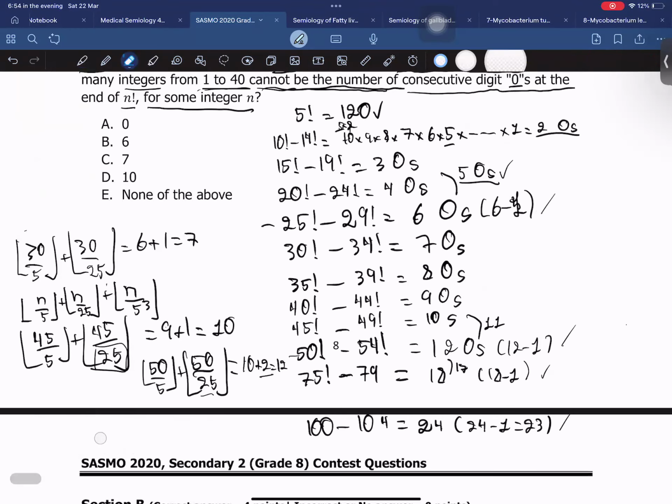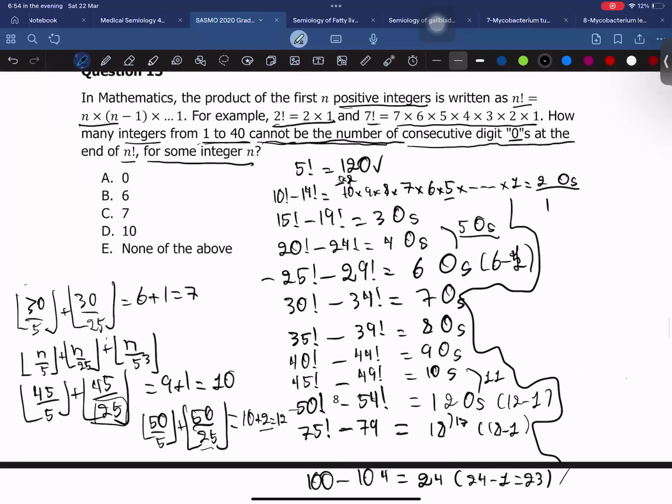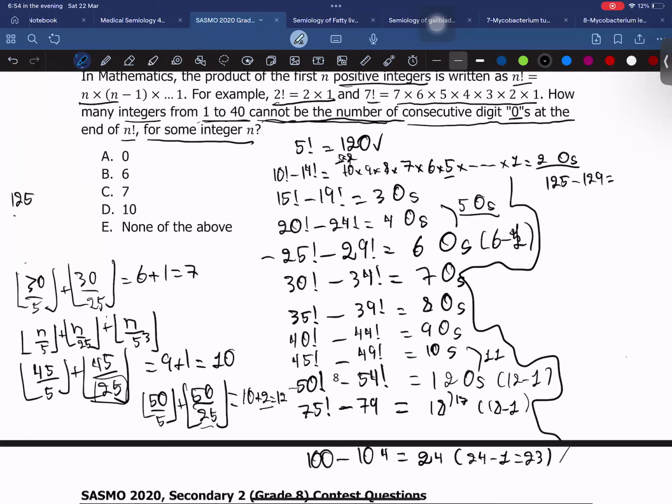Okay, guys, so we need to go to 125 again. There's no more space, so I'm going to delete some. Yeah, so we have 125 until 129, and there's a trick again. In here we have 125 over 5 floor function plus 125 over 25 floor function plus 125 over 125, because this is the formula that we should have used.